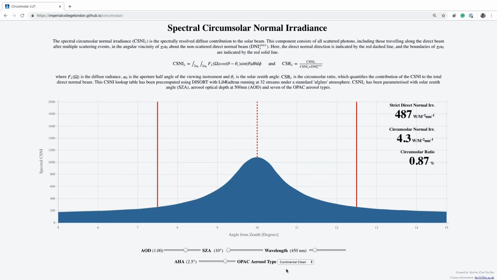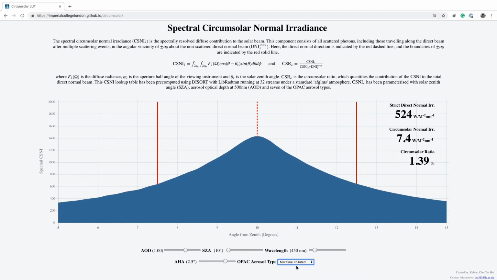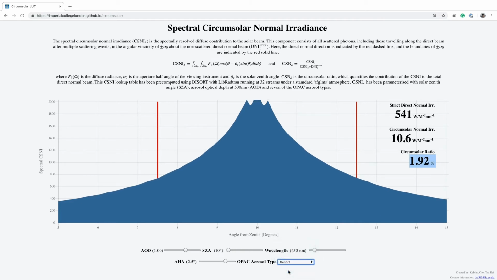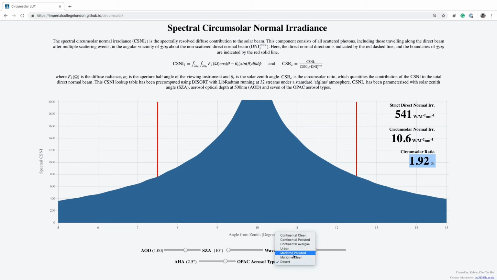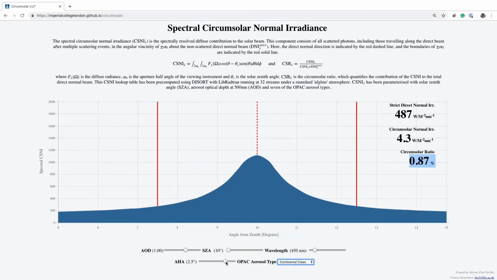Another thing we can do is change the aerosol type. Right now it's plotting a continental clean type aerosol, which is a relatively fine aerosol type. We can go to a coarser type aerosol. Now you can see the circumsolar contribution also increases here. Now it's like 1.39%. And if we go to desert dust, it's completely off the charts. So let's go back to continental clean with an aperture half angle of 2.5.